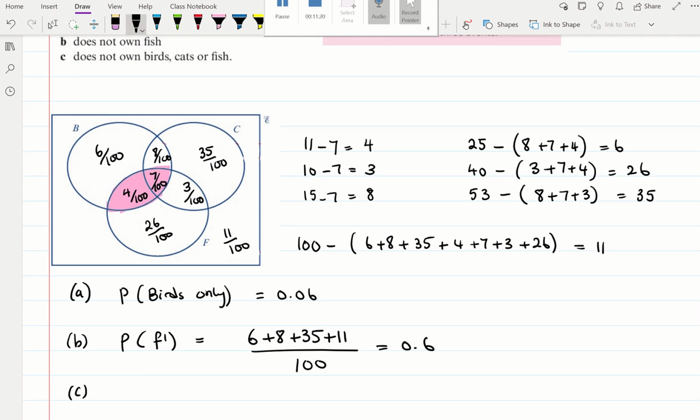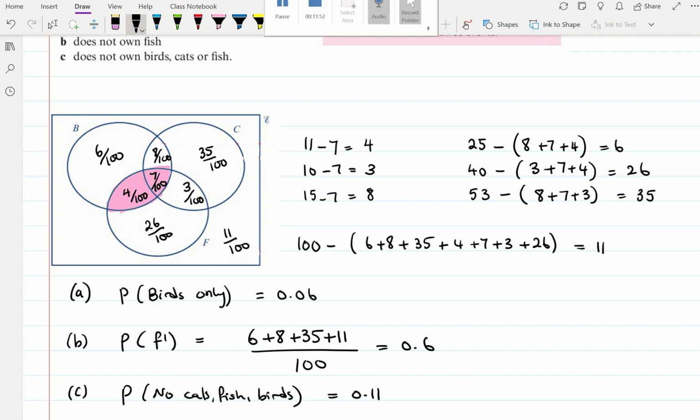And then part C, does not own fish or birds or cats. So none of them at all. In fact, I don't want any of them. Well, you can see that the probability is going to be no cats, fish and birds, which is 0.11 or 11%.